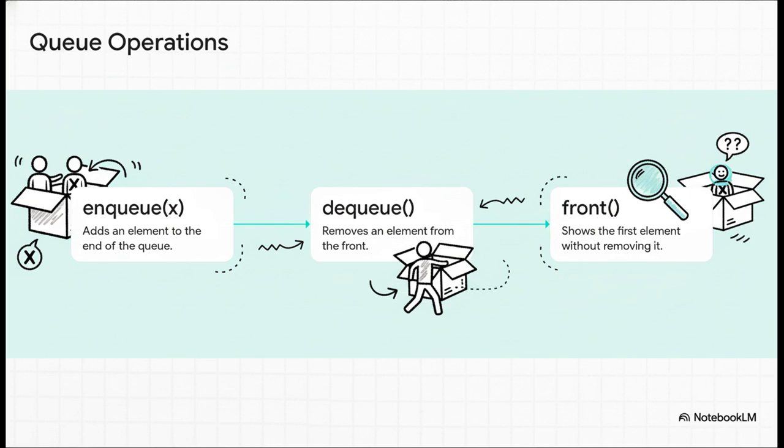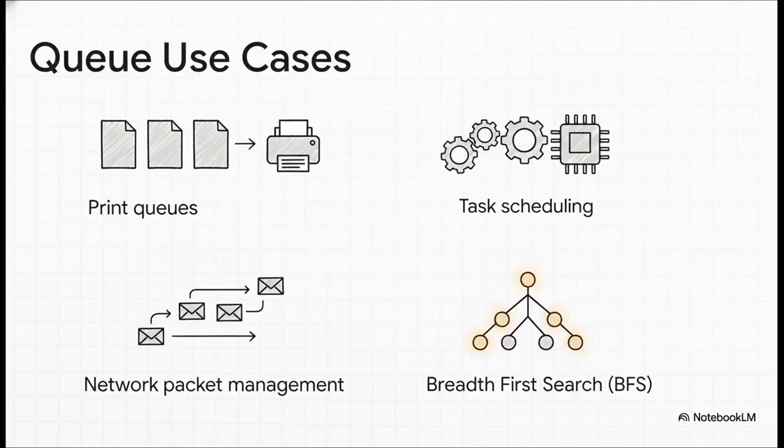And if you just want to see who's next up, you can check the front. Enqueue at the back, dequeue from the front. And again, just like stacks, queues are absolutely everywhere. They manage tasks in your computer's operating system, they handle data packets zipping across the internet, and they are the engine behind another huge search algorithm called breadth-first search.